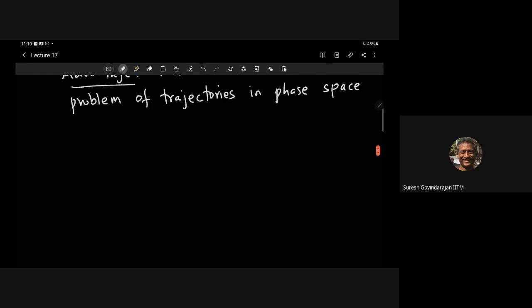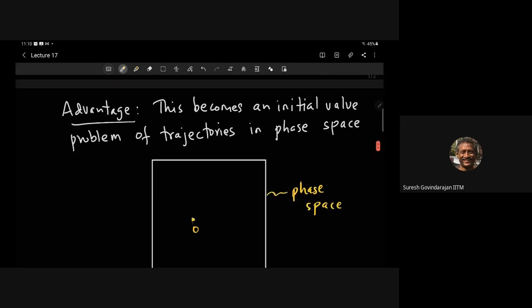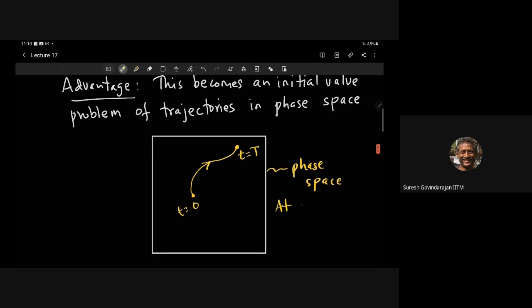So let's draw a box. Let's say that this is our caricature of phase space. At t equal to 0, suppose the point is here, then we want to work out what it will be at some later time, and it will move in some way. At t equal to 0, we say which point it is, which is like saying qi at 0 and pi at 0. And after that, we want to ask how it evolves in time.